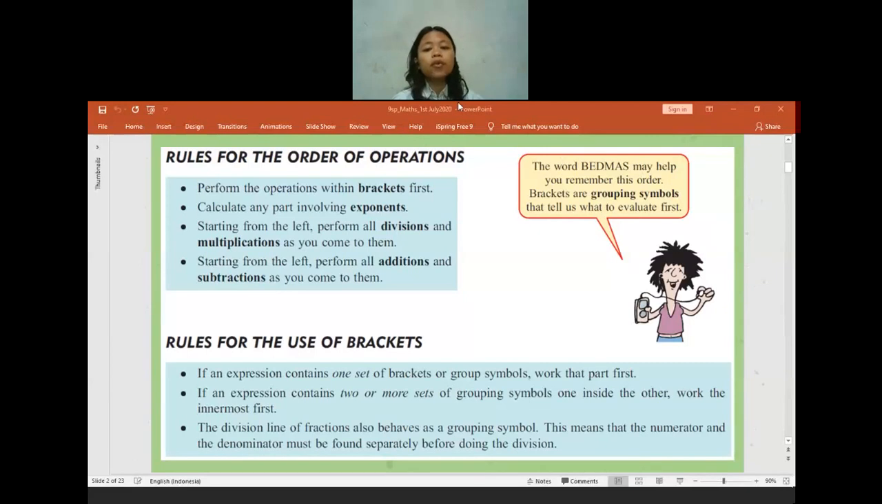In here the B is for bracket, and the letter E is for the exponent. If you don't know what an exponent is, it is like a power or any square root; we count it as an exponent. After we are done with the brackets we move to the exponent. After the exponent is done we can do the division or multiplication, depending on which one comes first.